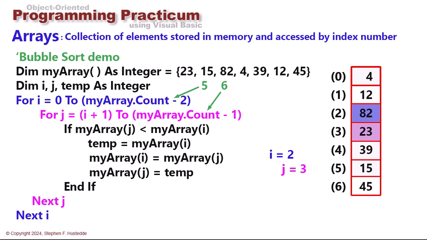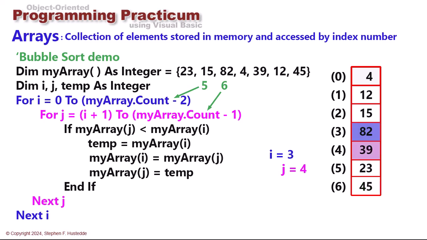23 is less than 82. We'll swap those two, and then j becomes 4. And we're comparing 23 to 39. It's going to skip that. Element 5 for j, we're comparing 15 to 23, and since 15 is less, we're going to swap those 2 items. And then j becomes 6, and we're comparing 15 to 45. And again, we're going to pass on that one.